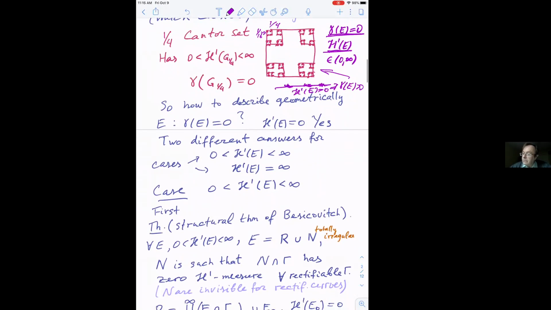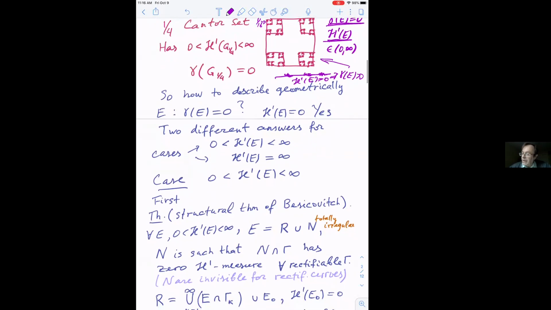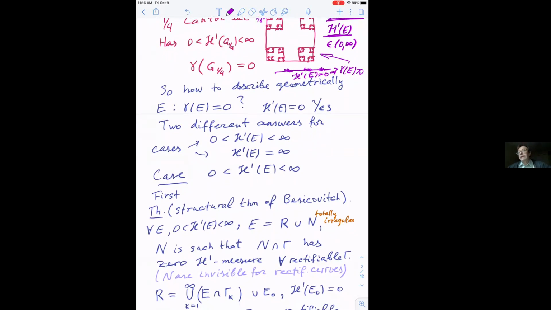So what does it mean? Can we somehow generalize these observations? So one observation is that if E lies on a nice set and has positive length, then gamma is positive. And if it lies in a not so nice place and length is positive, then gamma can be 0. How to unite these two things? Well, it turns out that actually there are 2 different answers. So there are 2 different cases, and the answers are completely different in these 2 cases.